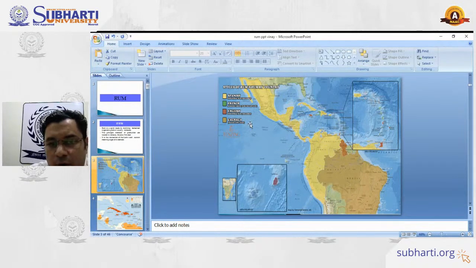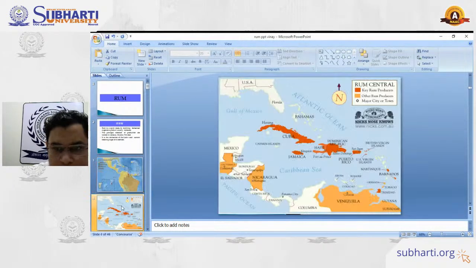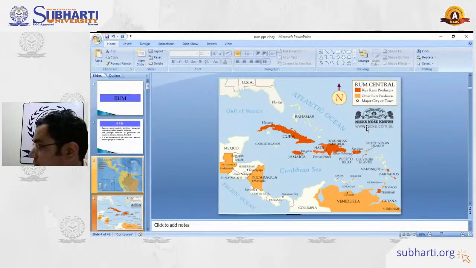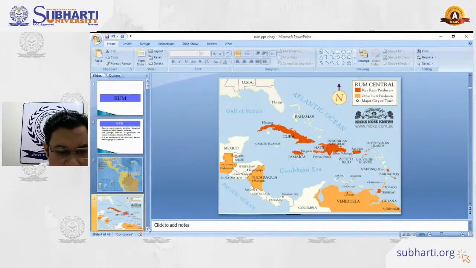that we have. That is where they produced the largest, or where they started the rum. If you look closely, we can see the cities or towns that produce rum. So we can see Havana, Cuba, Haiti, Dominican Republic, Jamaica, Puerto Rico, US Virgin Islands, British Virgin Islands, Nicaragua, and Venezuela. They produce the rums.